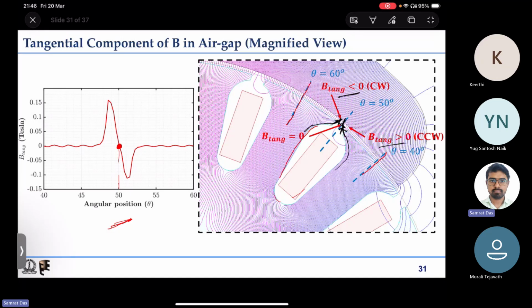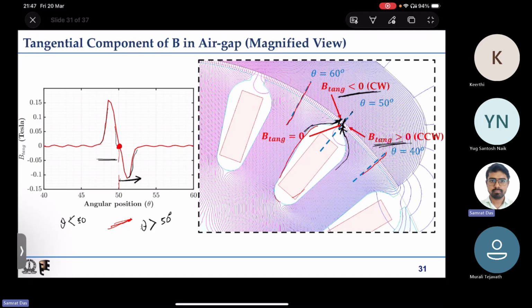So that is why if theta is greater than 50 degree, that is this portion, there you see some negative tangential B tang value as shown here. So this is negative. On the other hand, if theta is less than 50, that is this portion, the tangential component is actually counterclockwise, so B tang is actually positive. That is why you have positive tangential component of flux density.